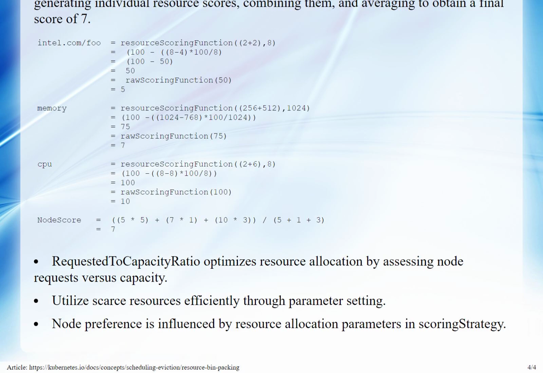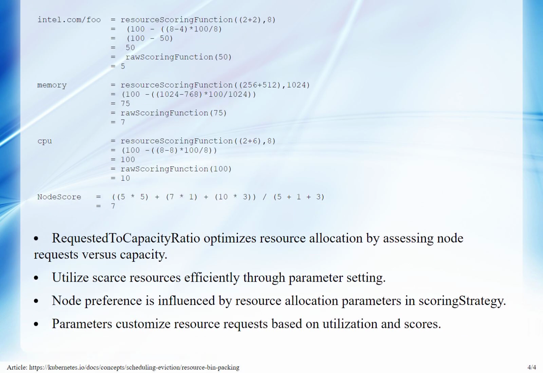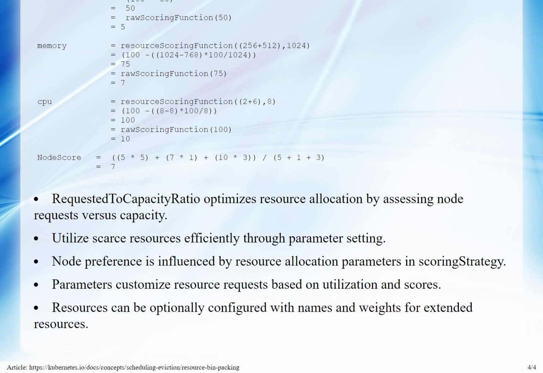Node preference is determined by the allocated resources function, adjustable via the scoring strategy field to manage requested-to-capacity ratio behavior. Within this field, the parameters requesting resources are customizable, such as most requested based on utilization and score values. The resources parameter includes the name and weight of resources, with optional configuration for extended resources like intel.com/foo and intel.com/bar.